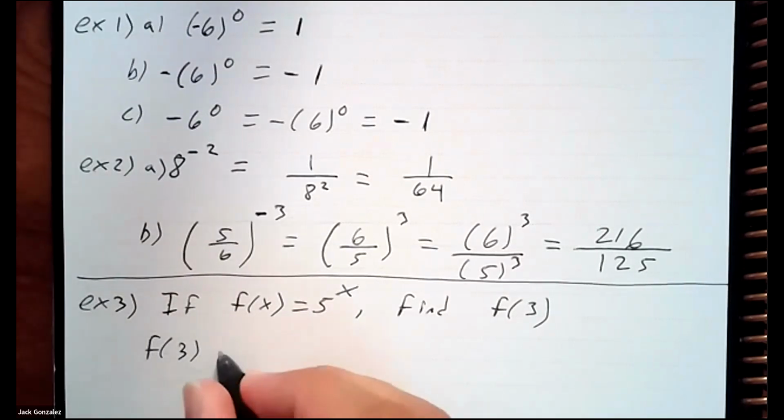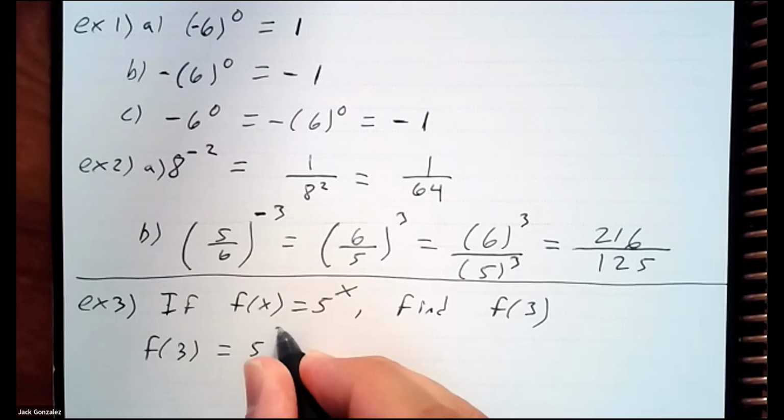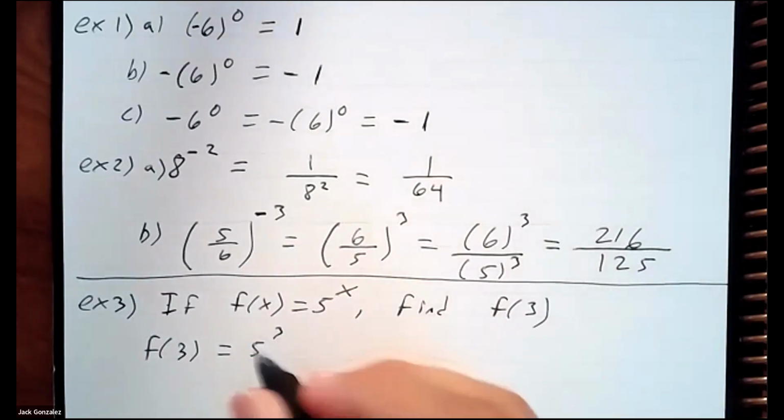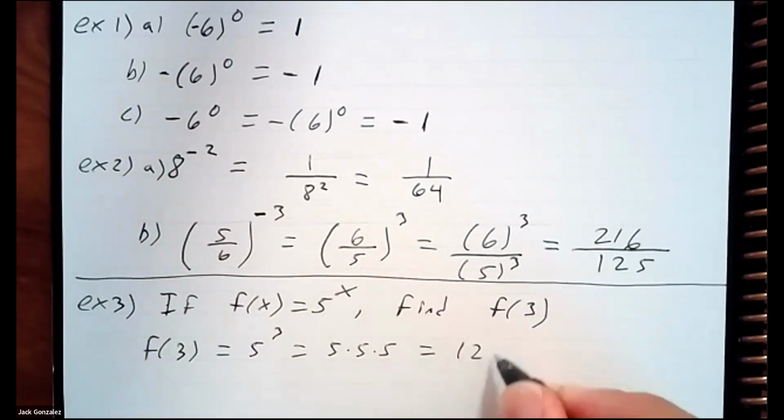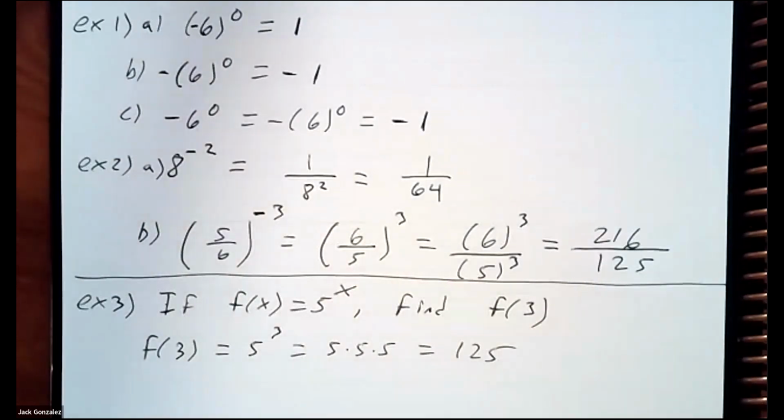So f of 3 means you plug in a 3 wherever you have an x. So just multiply it 3 times, right? That's it. The second half of the homework is just plugging numbers. Nothing crazy.